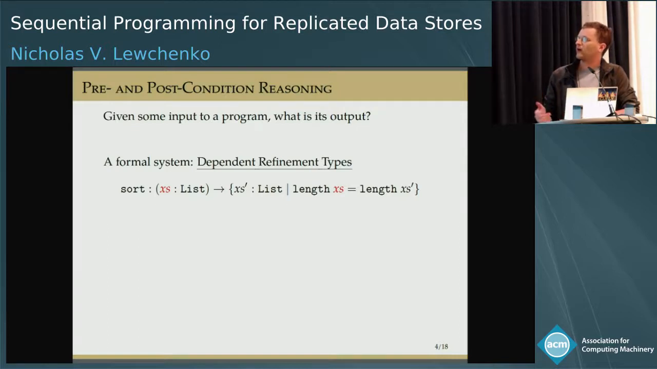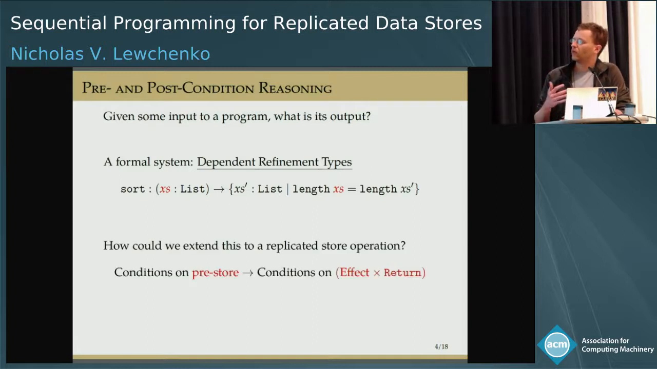So here's an example of that where we have a sort function. We want to say that if we take in a list to sort, the list that we put out is going to have the same length as the list we got in. That's an example of the input determining something about the output. And so what does this look like in the context of a replicated store operation? Well, we want some sort of conditions on the state of the system before our operation starts to determine the effect and return value that the operation returns. So let's look at that. This kind of property is consistency, which is kind of the other important thing we want about our programs.